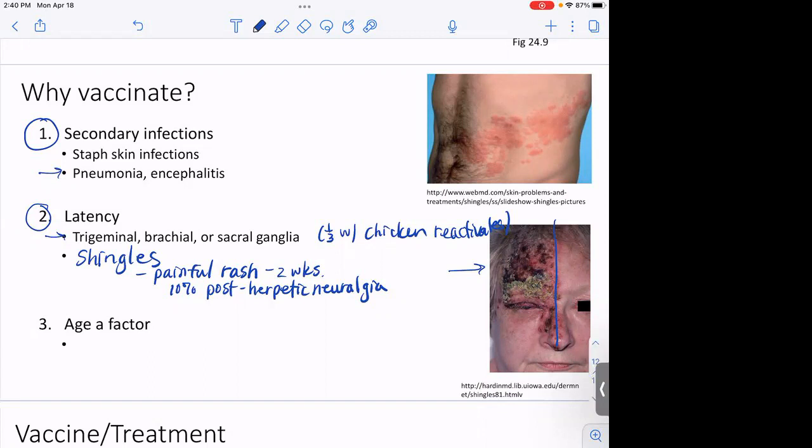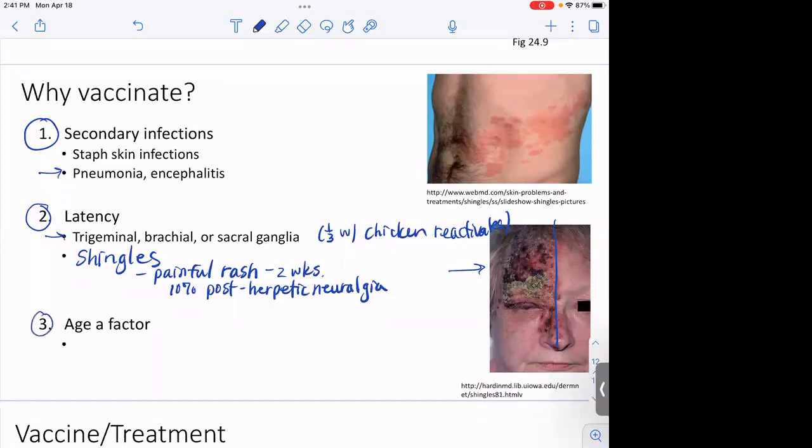All right, and so the idea is if you were vaccinated against chickenpox when you were young, there's nothing to reactivate, right? You should never get shingles when you're older. Okay, so that's a good reason to vaccinate.